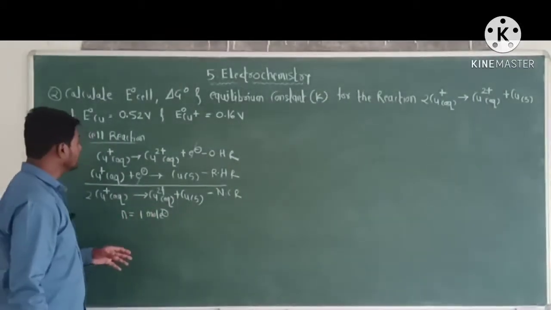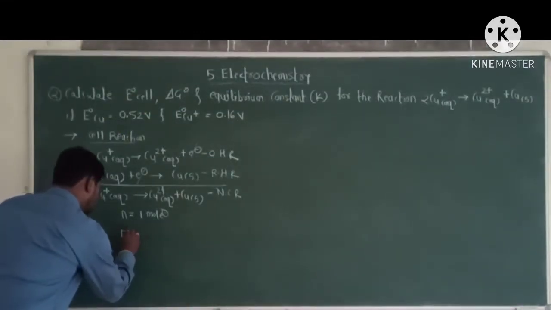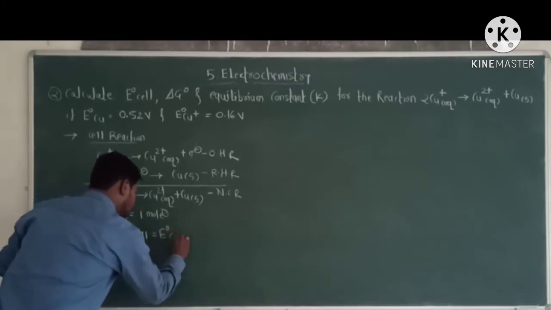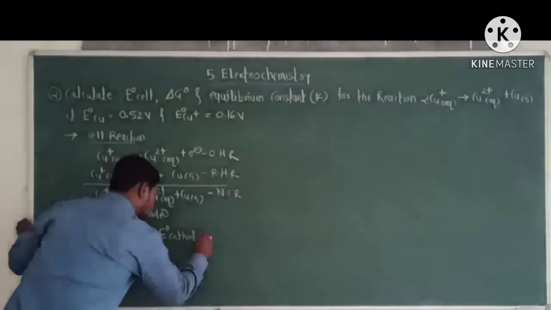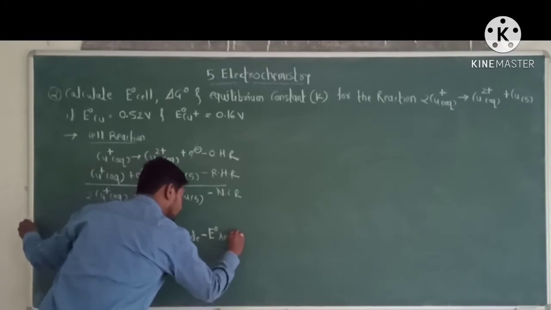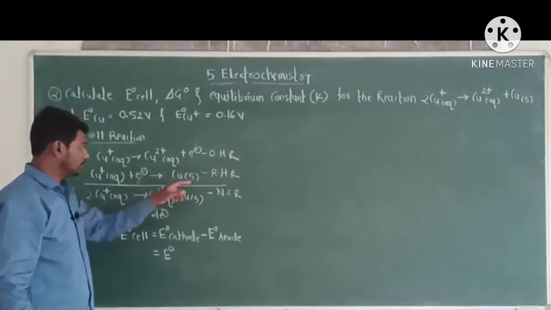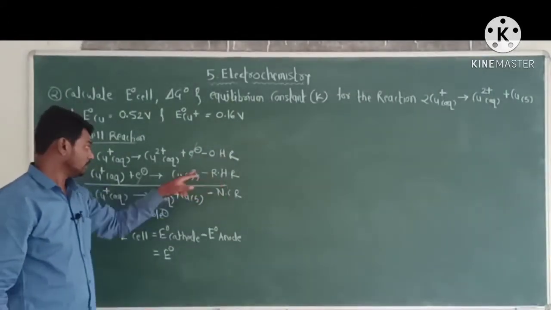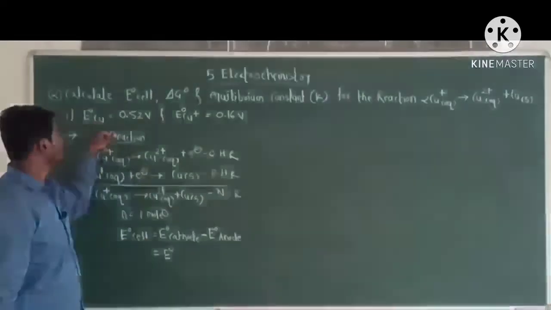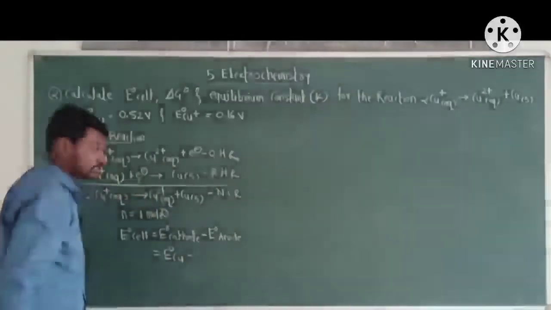Okay. Now after that, calculate E0 cell. E0 cell is equal to E0 cathode minus E0 anode. E0 cathode is the reduction half reaction which occurs at the cathode. Now Cu is the cathode, that is E0 Cu is the cathode, minus E0 anode.